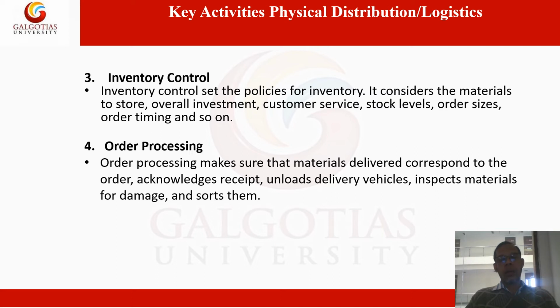So order processing makes sure that material delivered corresponds to the order. As per the order, item should be picked up from the finished good warehouse, that needs to be packed, and labeling should be done. It should be loaded onto the vehicle, and that should be delivered to the right customer. Right material should be delivered to the right customer. And when it is delivered, acknowledgement receipt should be taken. Unloading from the delivery vehicle should be done. Material should be inspected for damage, and then you take a receipt. So this completes the order processing.